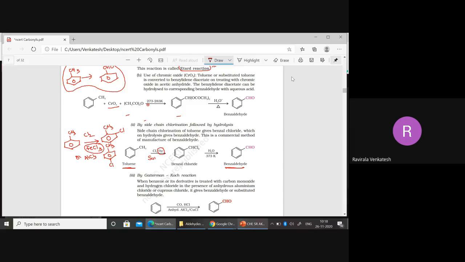Sunlight is given. But when you take sunlight, the reaction takes place on sp3 carbon. This is sp3 carbon. But when you take Lewis acid, the reaction takes place on sp2 carbon. Understood? What I am saying here is the difference. When you take sunlight, the reaction takes place on the methyl, sp3 carbon. But when you take Lewis acid, the reaction takes place at ortho or para position, that is sp2 carbon.